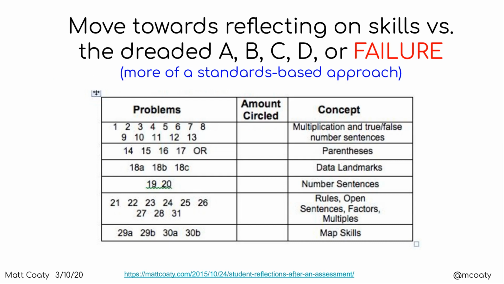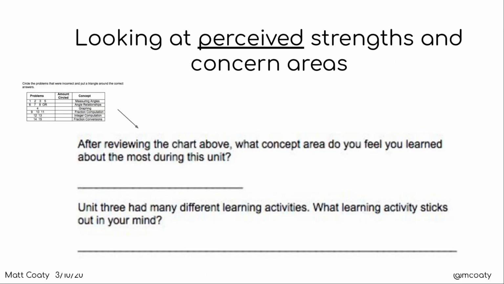Here's another version of it. So we're moving kids away from the skills instead of the actual letter grade, or if you're standards based, the 1, 2, 3, 4 or whatnot. If they got anything incorrect in the problem, they still circle it, and then they put the amount circled in the concept. Students will often look and see, oh, I've got a big cluster of problems that might not have been correct in data landmarks or in map skills, something like coordinate grids. So they start to analyze, they start to look at themes or trends.